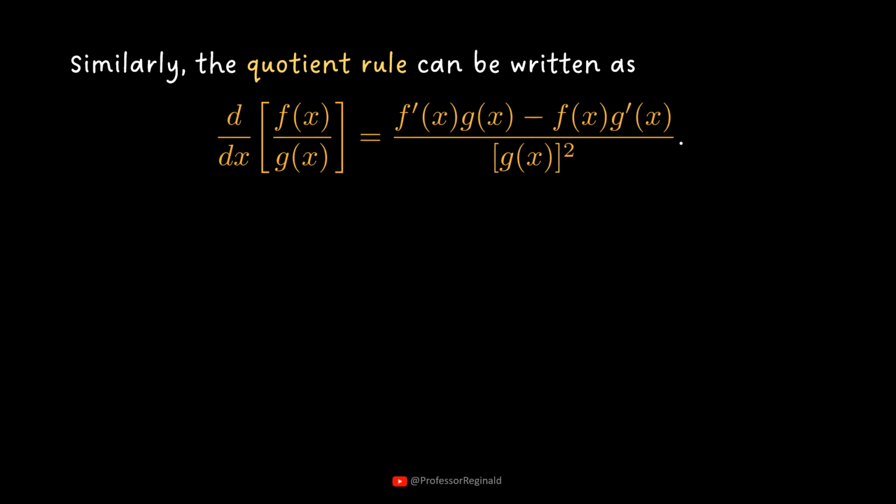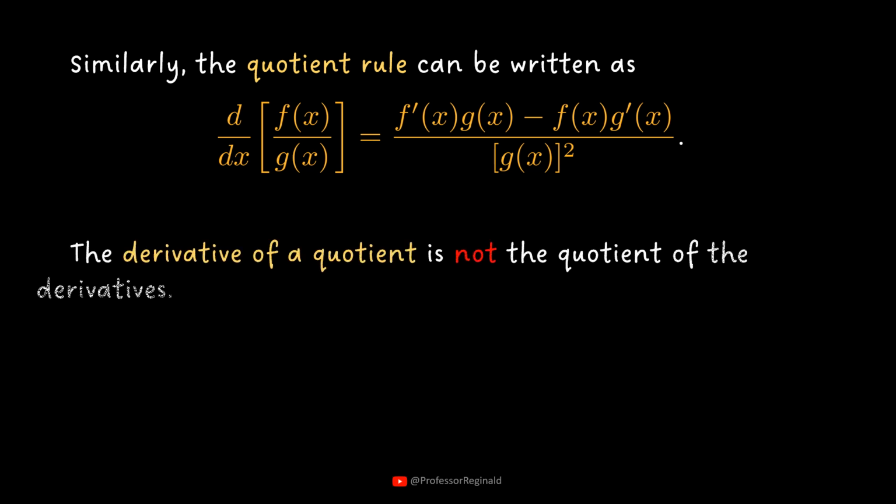Similarly, the quotient rule can be written as: take note of the subtraction operation and the square of a factor. However, it is important to note that the derivative of a quotient is not the quotient of the derivatives.